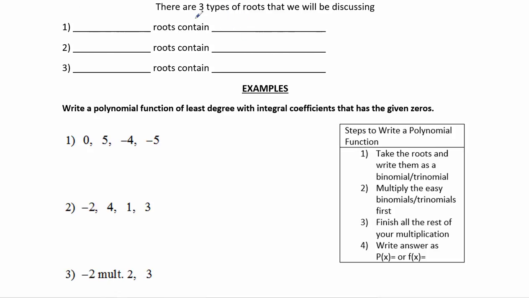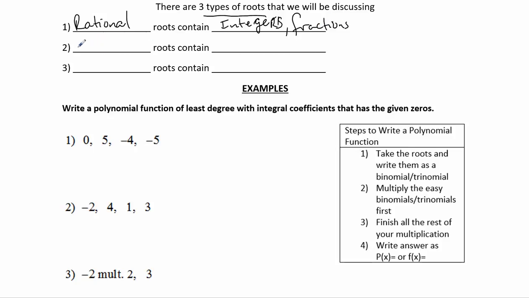Okay, so while we're discussing this new material here, there are 3 different types of roots that we'll be discussing. Our first root is what we call a rational root. Okay, so rational roots contain integers. They could potentially contain fractions. I don't think we're going to have any of that, but they could. They contain anything that can be written as a fraction.